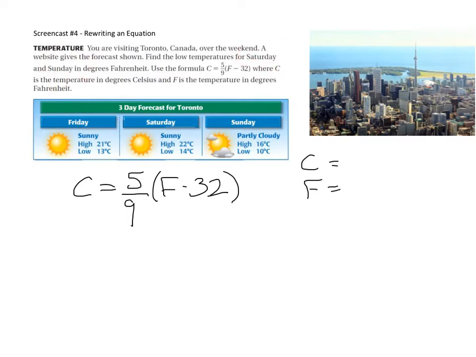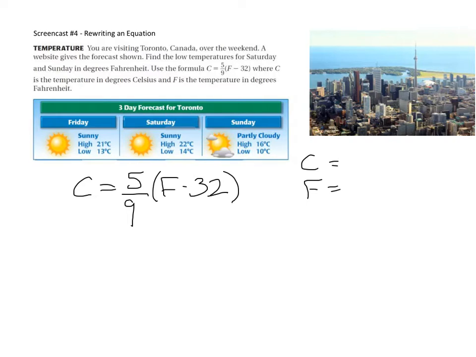Notice that the forecast gives it to you in Celsius, and as you know, there are many different scales of measuring temperature, the main two being Celsius and Fahrenheit. You've also learned about the Kelvin scale. Use the formula C equals 5/9 multiplied by the difference of F minus 32, which I know you have used before and you're familiar with, where C is the temperature in degrees Celsius and F is the temperature in degrees Fahrenheit. Of course, C and F, Celsius and Fahrenheit.